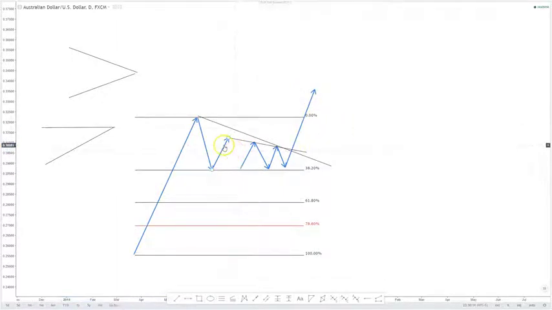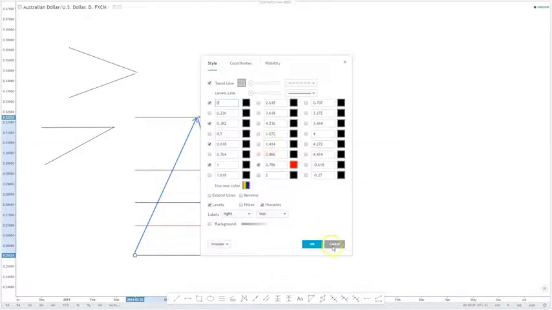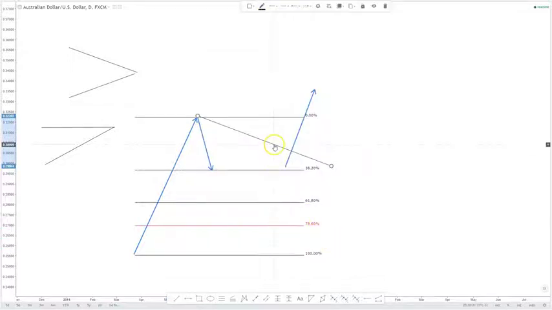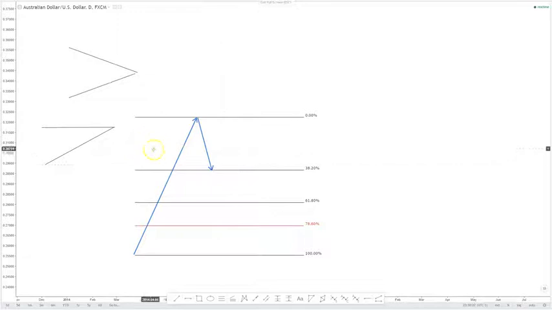So let me erase a couple of these. Oops. Right now we'll get to the charts, guys. Chill out. Okay, so near the 38.2, you're going to get those triangle type formations.